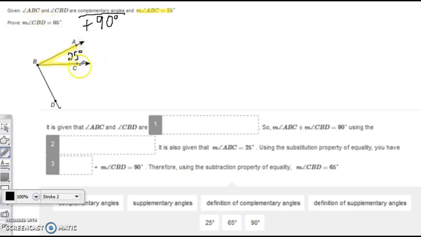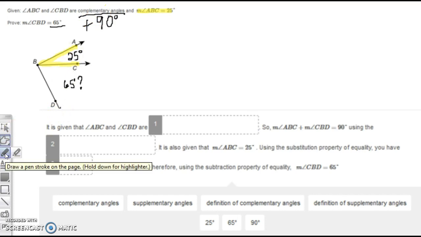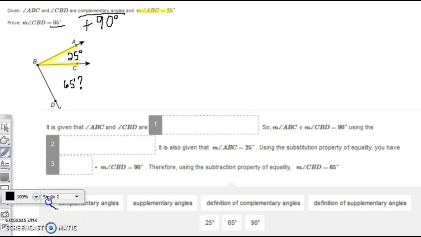And we're trying to prove that CBD is 65. So that's our goal, to prove that this is 65. I'm just going to put a question mark there though because we haven't proved it yet. Okay, so it says it is given that ABC and CBD are blank. Well, you just go back up to what it says it's given, and it says that they're complementary angles. So that's what's going to go in that first blank. We're given that they're complementary angles.